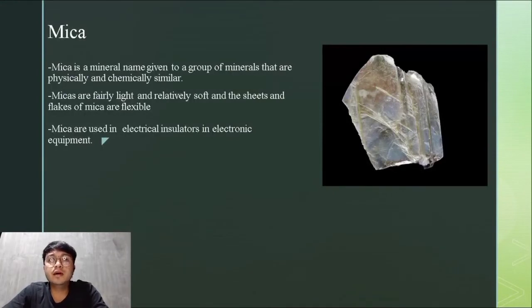Mica. Mica is the mineral name given to a group of minerals that are physically and chemically similar. Micas are very light and relatively soft, and chips and flakes of mica are flexible. Mica is used as an electrical insulator in electronic equipment.